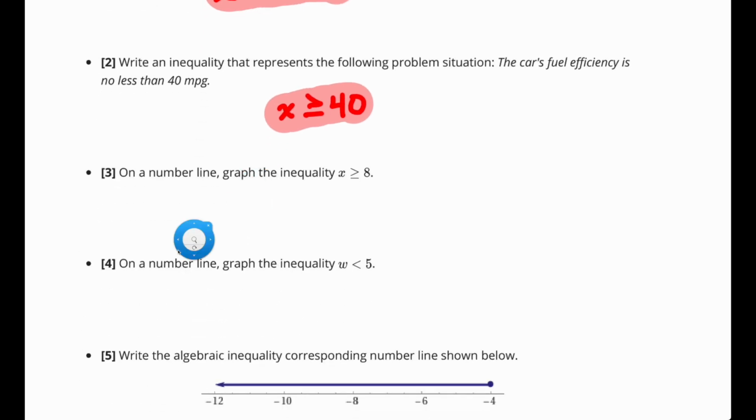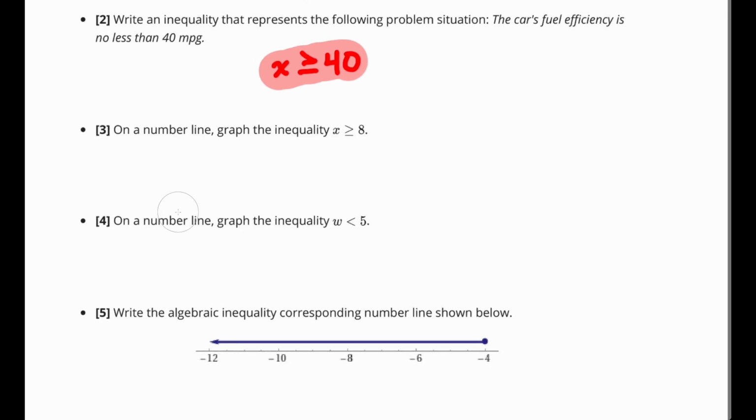All right, the next one, it says on a number line, graph the inequality x is greater than or equal to 8. So what we're going to do here is I'm going to just draw a number line. And the number line forever goes to the left and forever goes to the right. So I'm going to put arrowheads on that. And then the only number that we need to really worry about in this one is 8. So I'm just going to draw an 8 on the number line. To the left of the number line is like 7, 6, 5, 4, 3, 2, 1, -1, -2, and so on. To the right of that 8, it's 9, 10, 11, 12, 13, all the way to infinity.